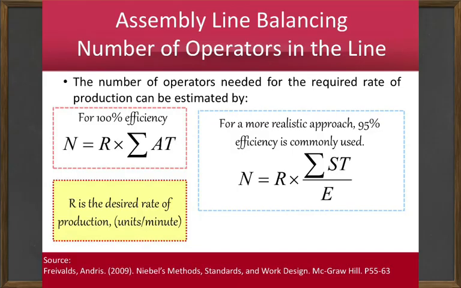Then, for the number of operators in the line, so we have two formulas here. So, the first one is assuming that we have 100% efficiency. So, we'll just multiply R, or the desired rate of production in units per minute, then multiplied by the sum of the allowable time. Now, for a realistic approach, so we will be using a value for efficiency, and normally that is 95%. Now, usually in problems, naka-indicate naman kung ano yung efficiency na gustong ma-achieve ng line na iyon.